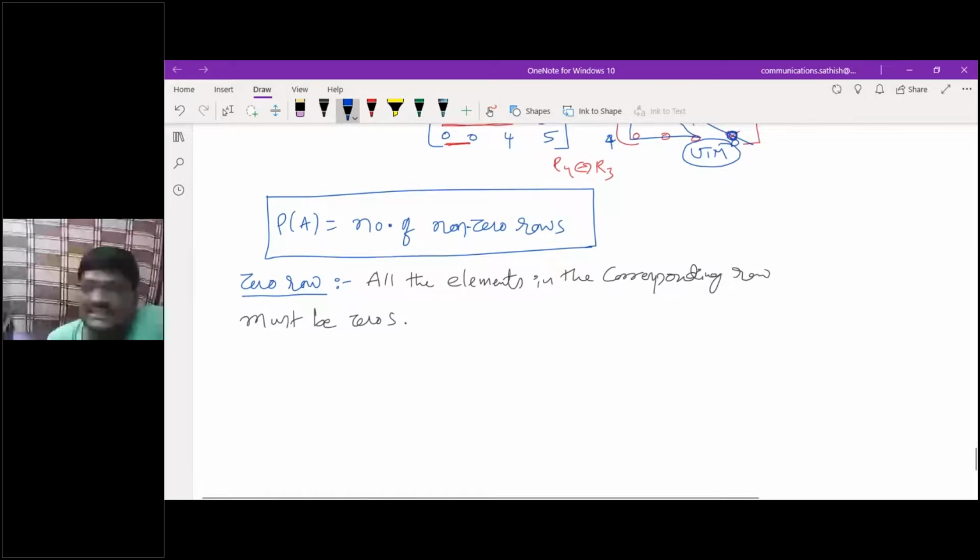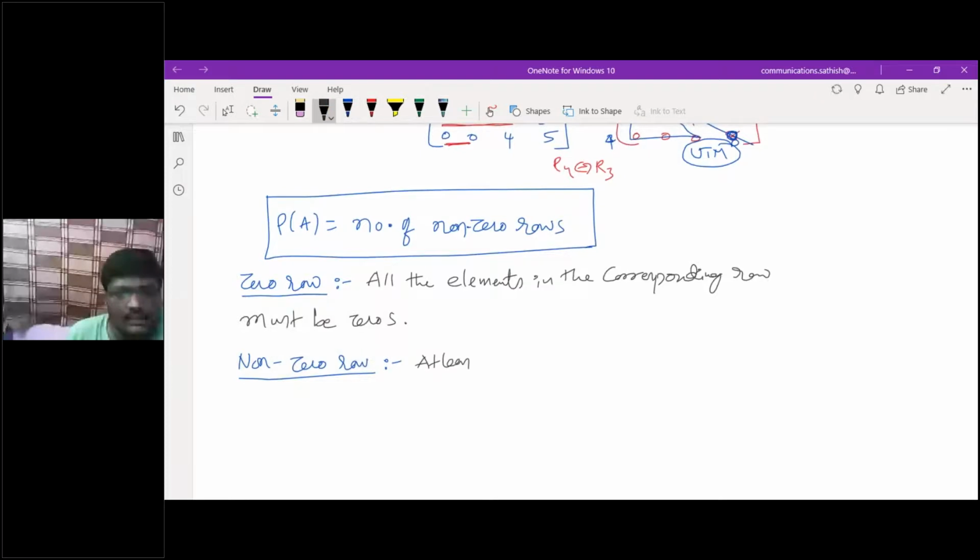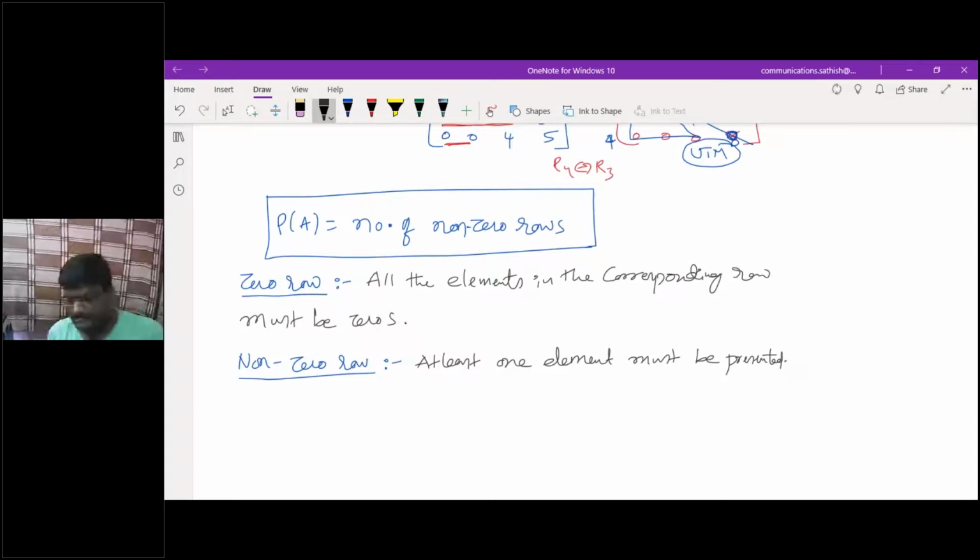What do you mean by non-zero row? Non-zero row means at least one what? At least one element should be present. At least one element must be present. Can I call that a non-zero row? Is it okay? Yes, sir.